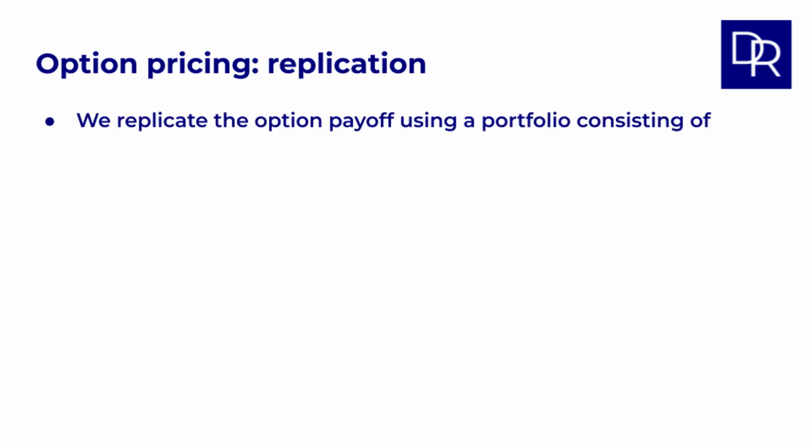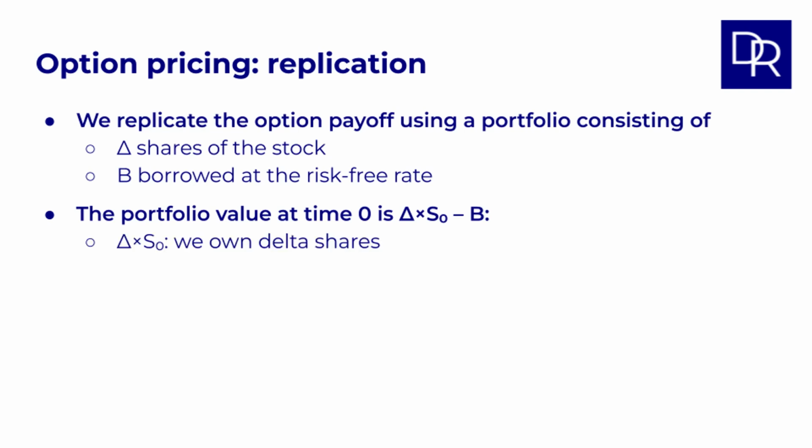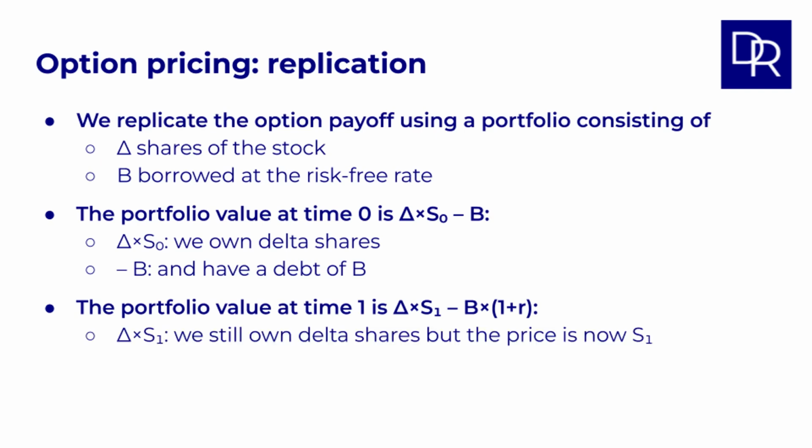Now, we're going to try to replicate the option payoff using a portfolio consisting of only delta shares of the stock, where delta is the number of shares we hold, and an amount B borrowed at the risk-free rate. So the portfolio value at time 0 is delta times S0 minus B, as we own delta shares and have a debt of B. Portfolio value at time 1 is delta times S1 minus B times 1 plus R, as we still own delta shares, but the price is now S1, and we have to repay the amount B that we borrowed plus interest.